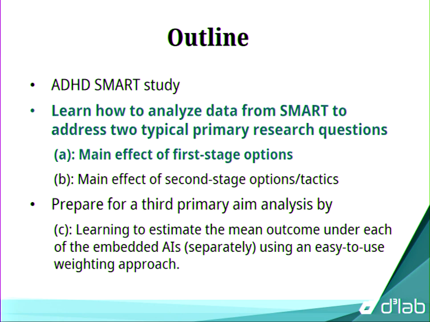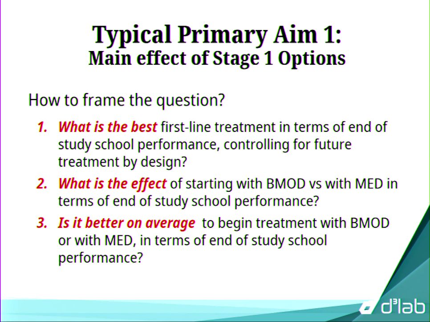Now that we understand what the data looks like, we're going to learn how to use the data to address one of the primary aims that we discussed yesterday. This primary aim concerns the comparison between the two initial intervention options. Remember, the first thing that we need to do is to learn how to frame these scientific questions. There are various ways to frame it. You can say that what you want to know is what is the best first-line treatment in terms of end-of-study school performance, controlling for future treatment by design.